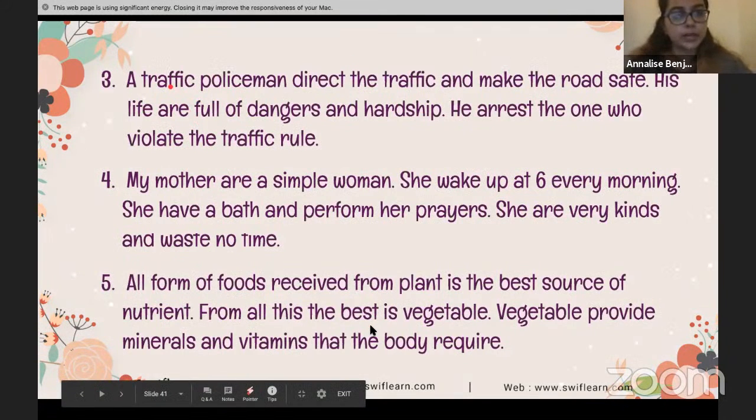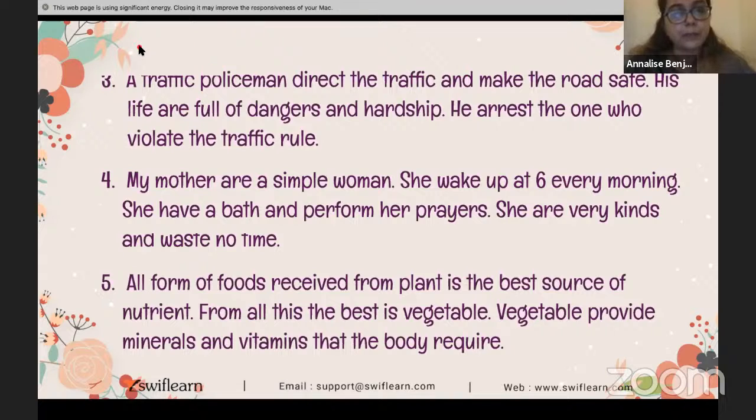Now let's try this one. Okay, our third one. A traffic policeman direct the traffic and make the road safe. A traffic policeman, he's done. What is he doing? What is his action? He's directing, right? So directs the traffic. A traffic policeman directs the traffic and makes the road safe. Okay? His life are full of dangers and hardship.